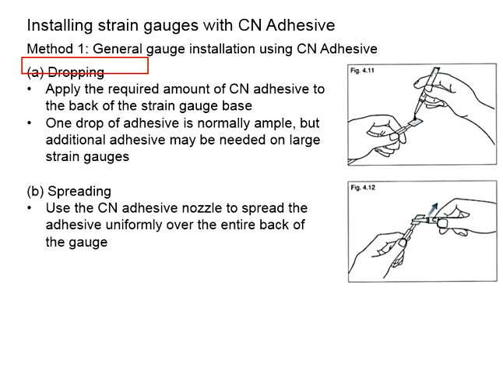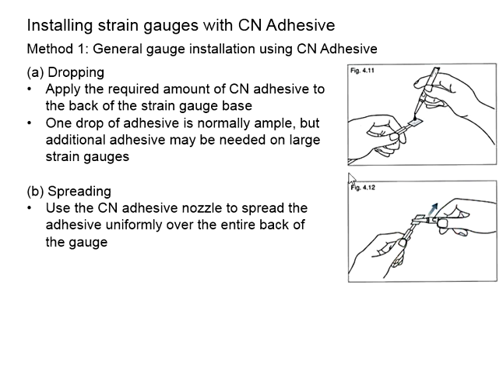First is about dropping. Apply the required amount of CN adhesive to the back of strain gauge base. Normally, 1 drop of adhesive will be sufficient, unless you are dealing with large strain gauges, you may require more. Drop the adhesive at the back of the strain gauge, and then use the nozzle to spread the adhesive uniformly over the entire back of the strain gauge.